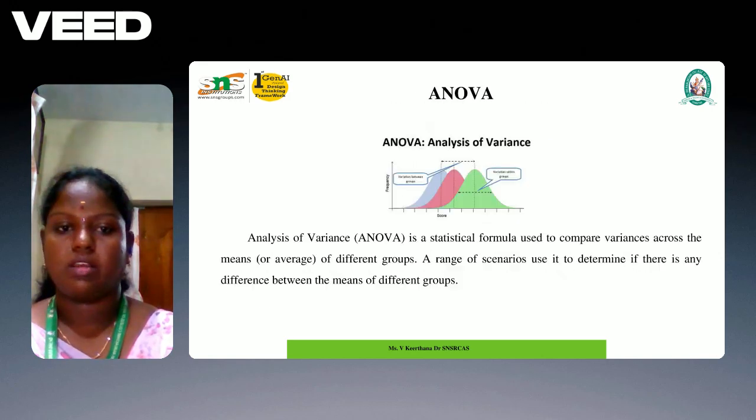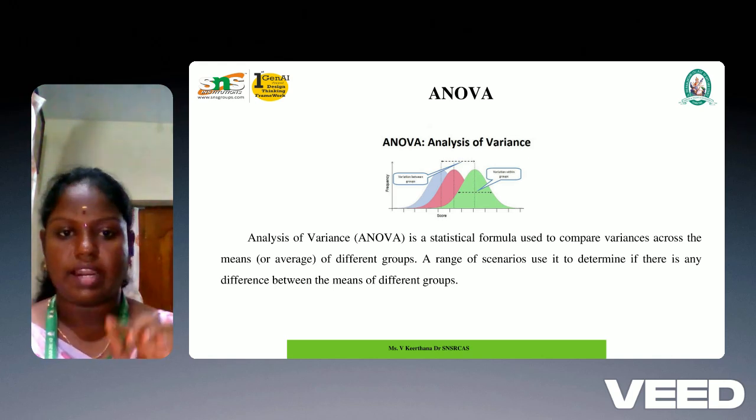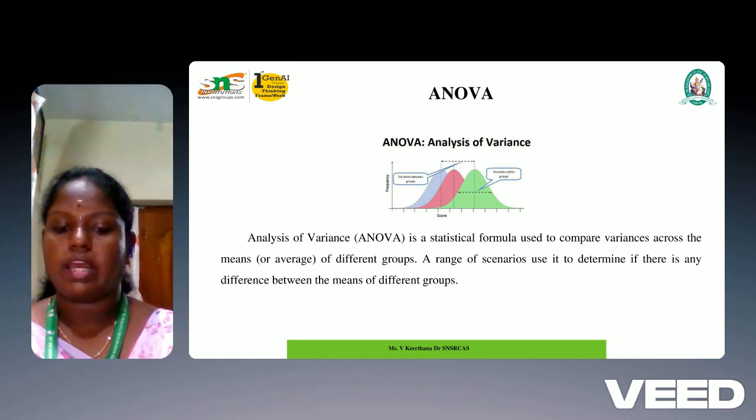Next is what is ANOVA? We are already familiar with that, which is analysis of variance. Analysis of variance is a statistical technique used to compare the means of two or more groups.